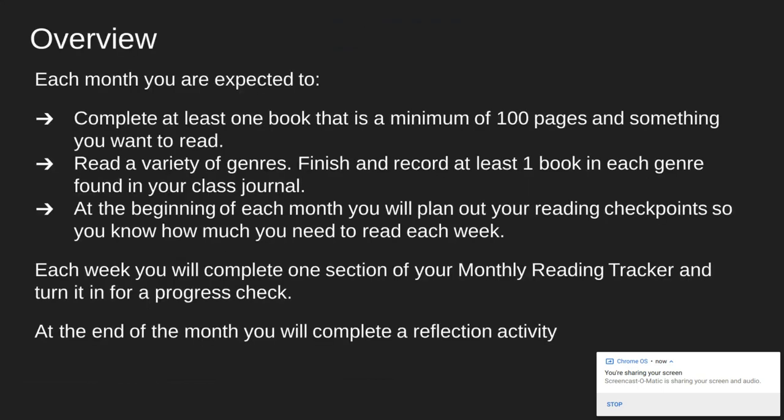Each month you are expected to complete at least one book that is a minimum of 100 pages and something you want to read. You need to read a variety of genres and keep track of those in your class journal or class folder. At the beginning of each month, you will plan out your reading checkpoints so you know how much you need to read each week. Each week you will complete one section of your monthly reading tracker and turn it in for a progress check. At the end of the month, you will complete a reflection activity.